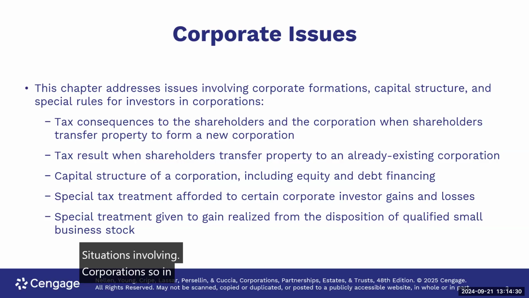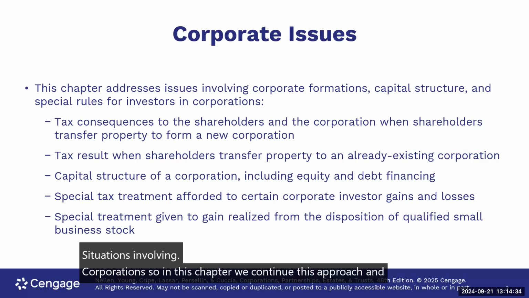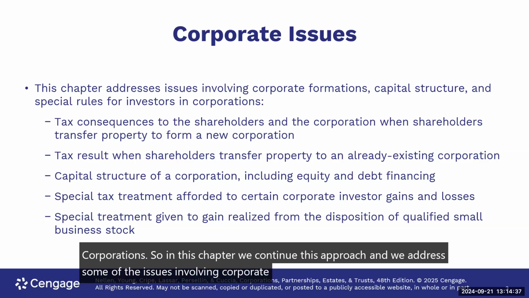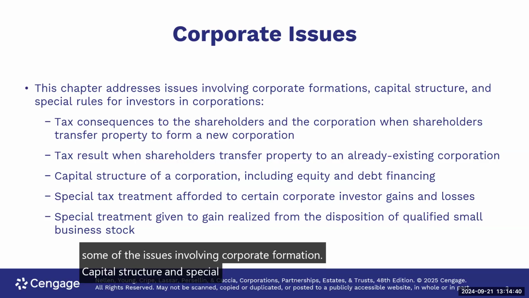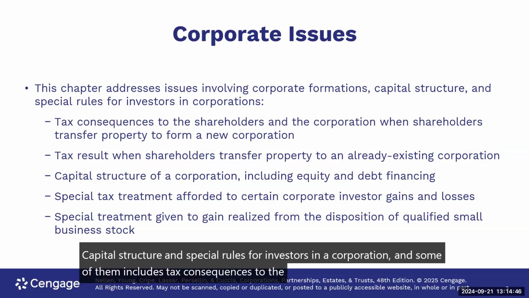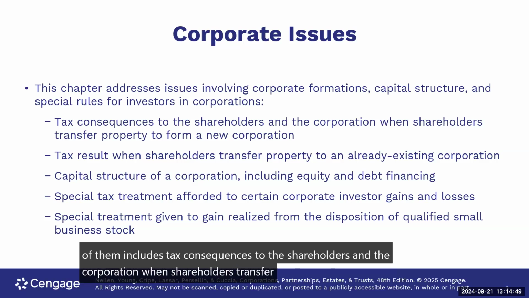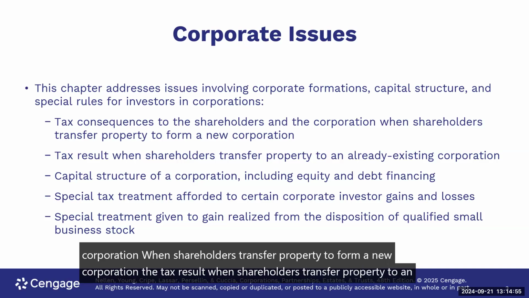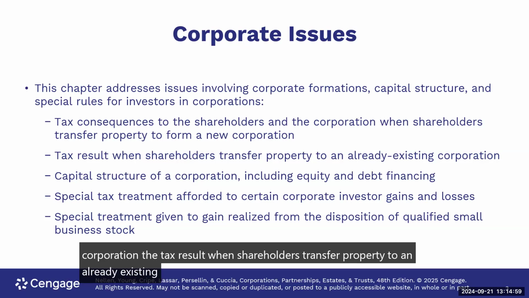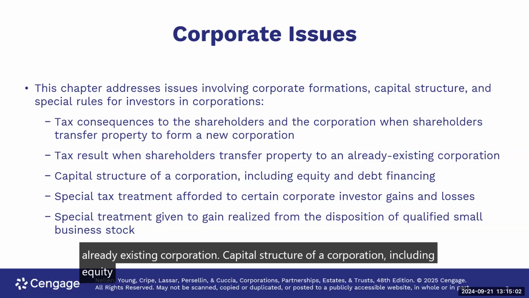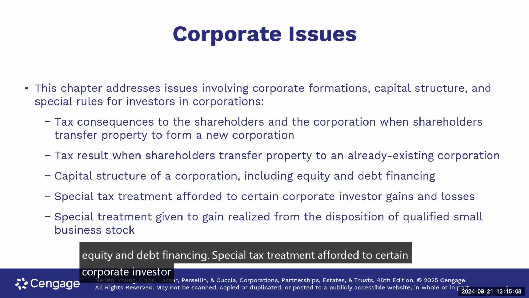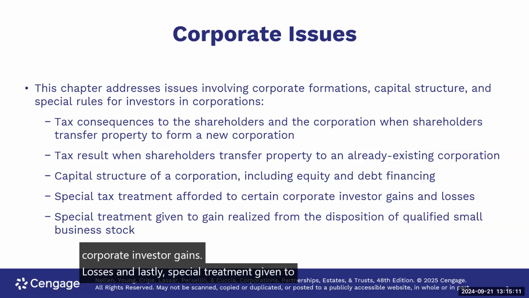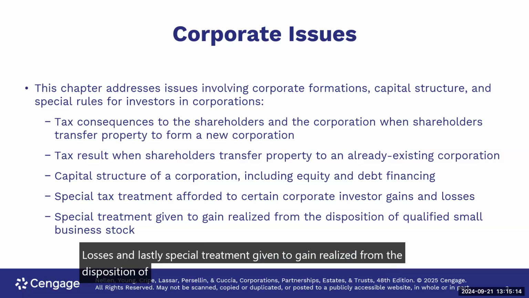In this chapter, we continue this approach and address some of the issues involving corporate formation, capital structure, and special rules for investors in a corporation. Some of them include tax consequences to the shareholders when shareholders transfer property to form a new corporation, the tax result when shareholders transfer property to an already existing corporation, capital structure of a corporation, including equity and debt financing, special tax treatment afforded to certain corporate investor gains and losses, and lastly, special treatment given to gain realized from the disposition of qualified small business stock.